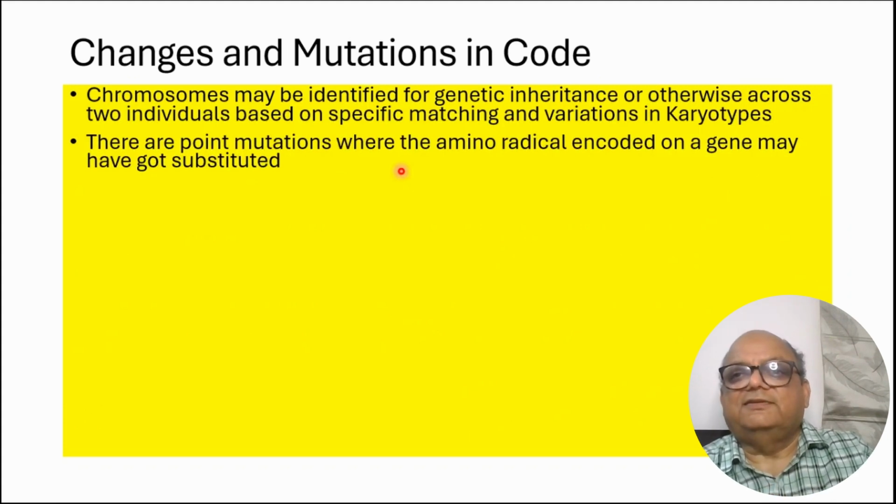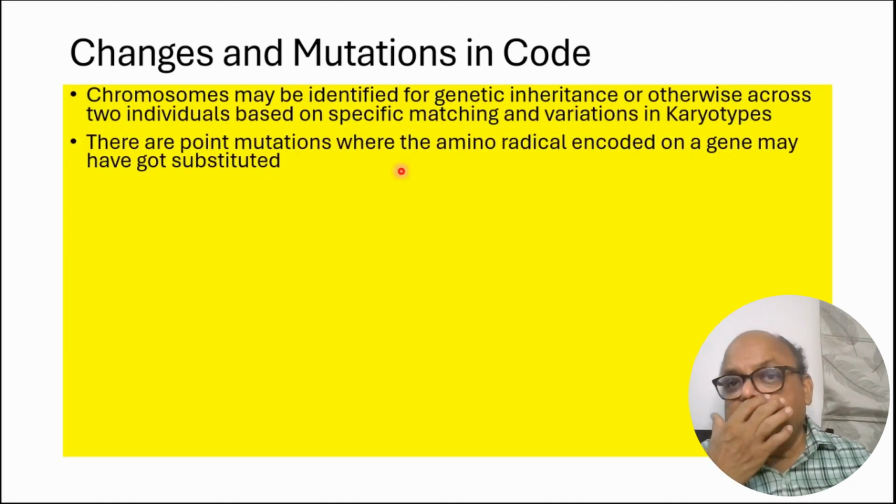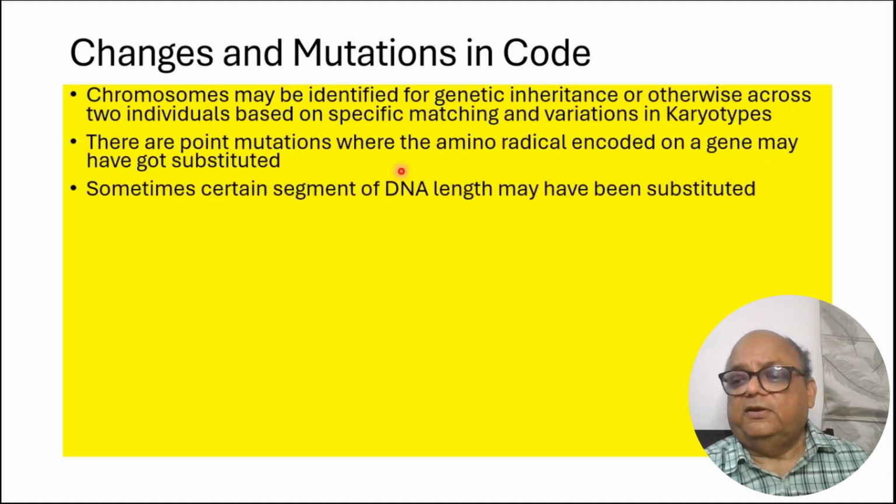Okay, this is a change which is required to be done because of certain changes, evolutionary changes that may have happened. So the amino radical point substitutions can be there, of course. Certain radicals can get substituted depending on evolution requirement. Sometimes the entire segment of DNA length can also get substituted.